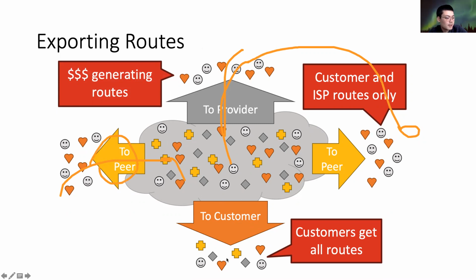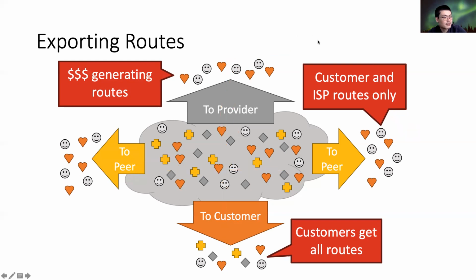Okay, but similarly, if you have this route, it's money generating. The customer has to pay you so that you route for it. So vertical is money generating, and horizontal is just peering. It's not generating money.